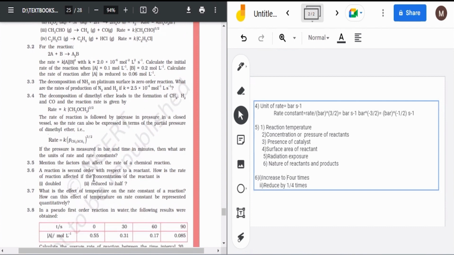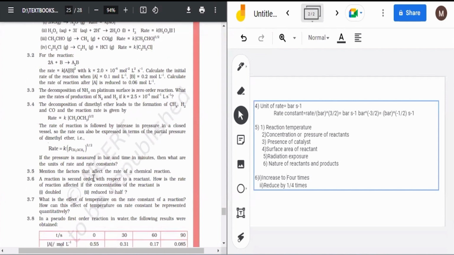So I will do one thing: the rest of the questions I will cover in my other session. I hope you have understood it. This chapter is not as such difficult. You just have to read carefully about the differential and integrated rate laws. The rest of all things are easy. What is the rate? What is the rate constant? What are the units? These things are easy. Just take care of the integrated rate law because students face trouble in it.